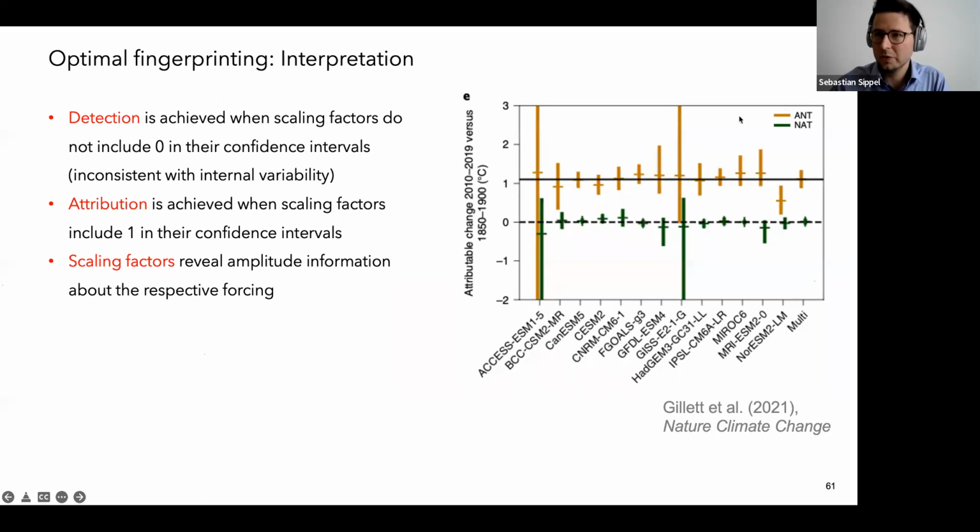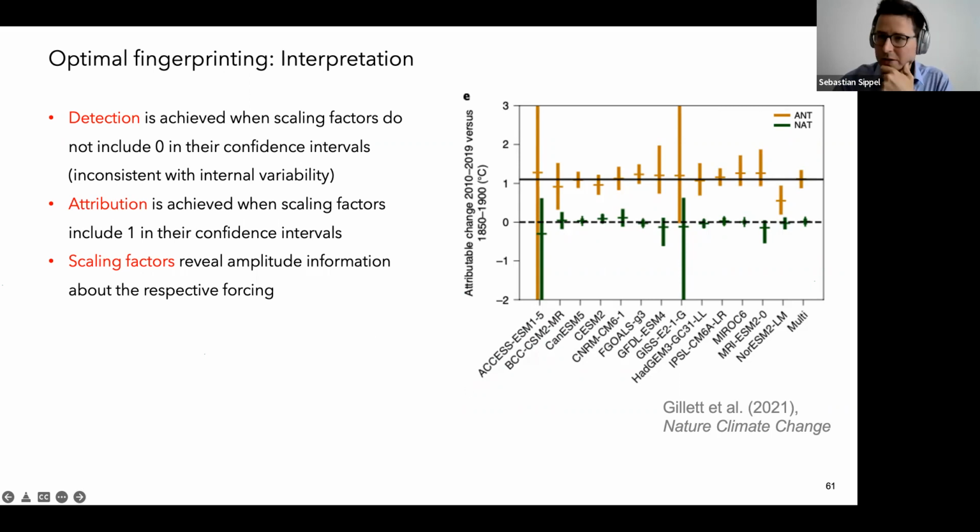And if you end up with a scaling factor that's between 0 and 1, then it means that the model response needs to be scaled down in order to explain the observations, or in other words, the models are overestimating what the observations show. So the idea of these scaling factors is that with optimal fingerprinting, we can not only say something about detection or attribution, but we can also say something about the amplitude information about a respective forcing.